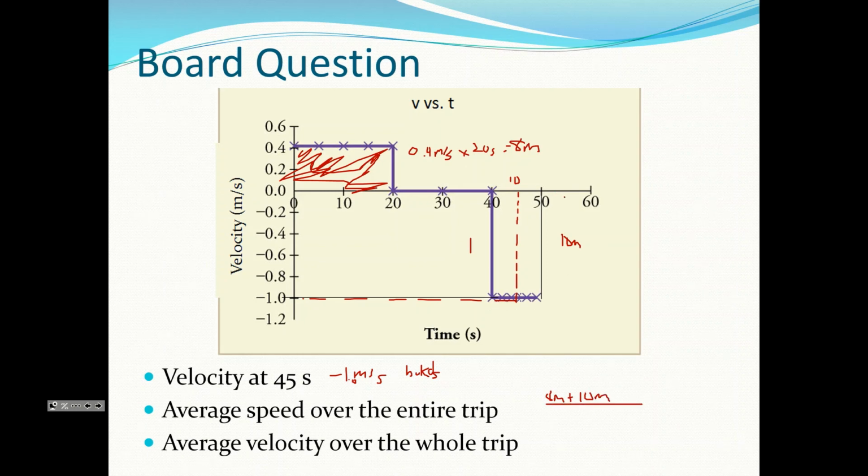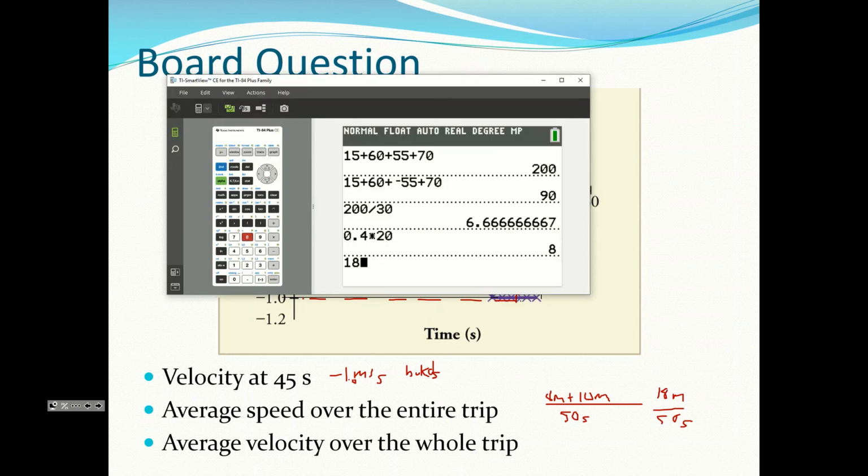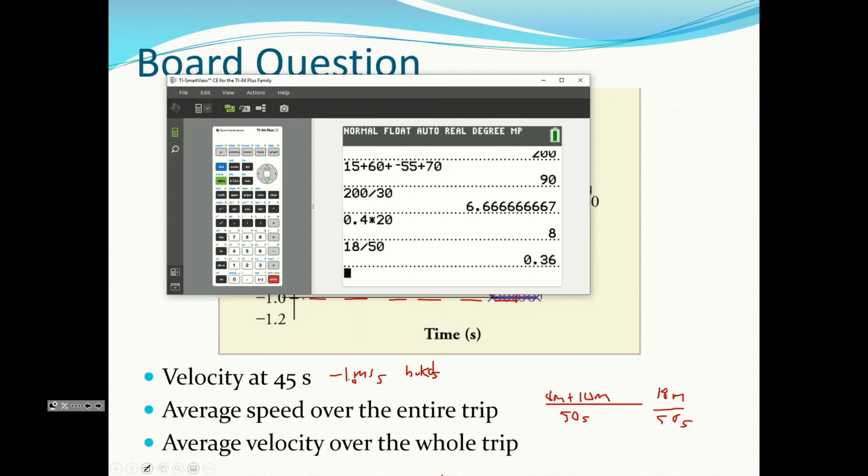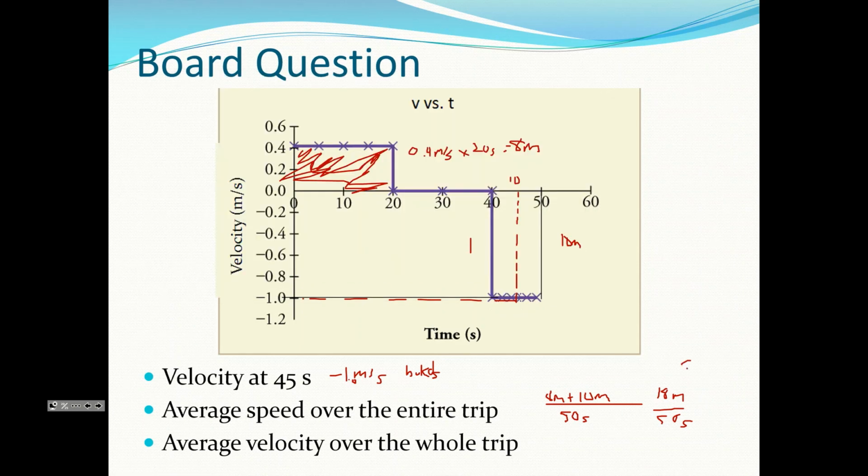This is a little bit sketchy. I probably wouldn't do this on a test. It looks like it stops here at 50, and there's no line for 60. So it'd probably be 50 seconds, not 60. But I wouldn't put the 60 on in a test. So if we go 18 meters divided by 50 seconds, and I calculate that, 18 divided by 50, I get 0.36 meters per second.